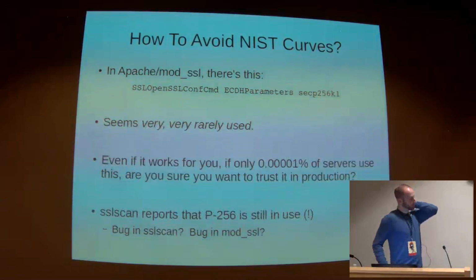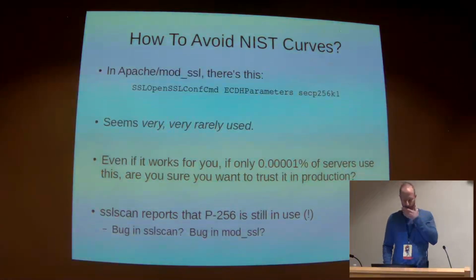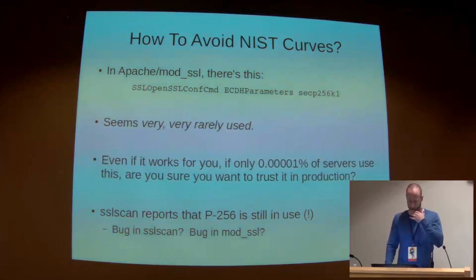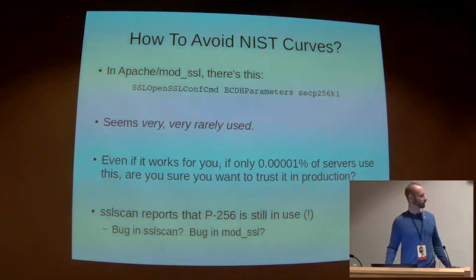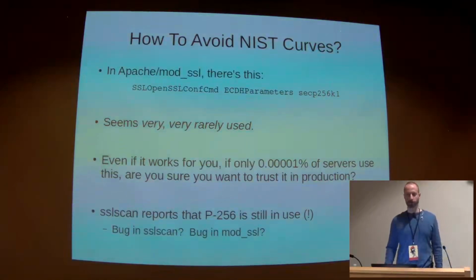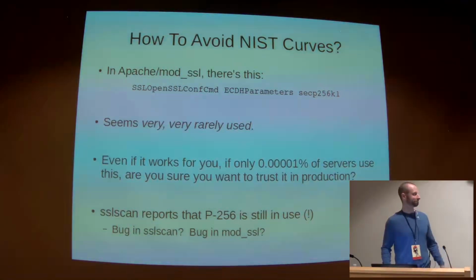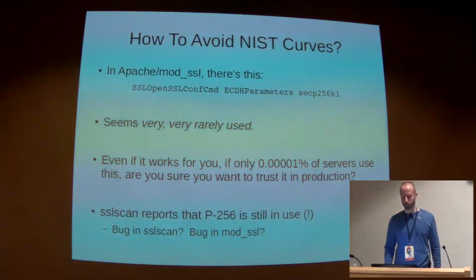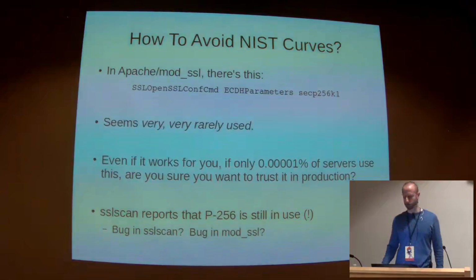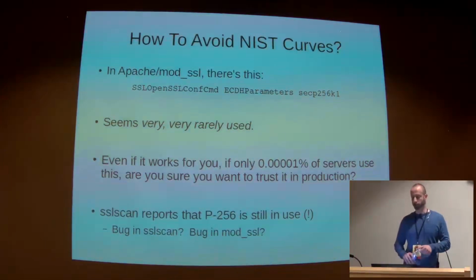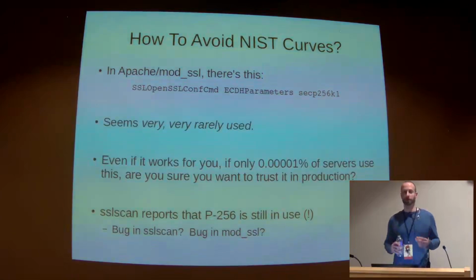So this is what I had just found out very recently. In Mod SSL, there's this very obscure command, SSL OpenSSL conf CMD, which you can then say, all right, I just want to use this one curve. It seems very, very rarely used. So I started thinking, well, even if it does work, if only like 0.0001% or whatever of all servers are using it in production, are you sure you want to roll the dice on that? I mean, it doesn't seem like something that's used very much at all. So if you turn that on your production server, what's going to happen?